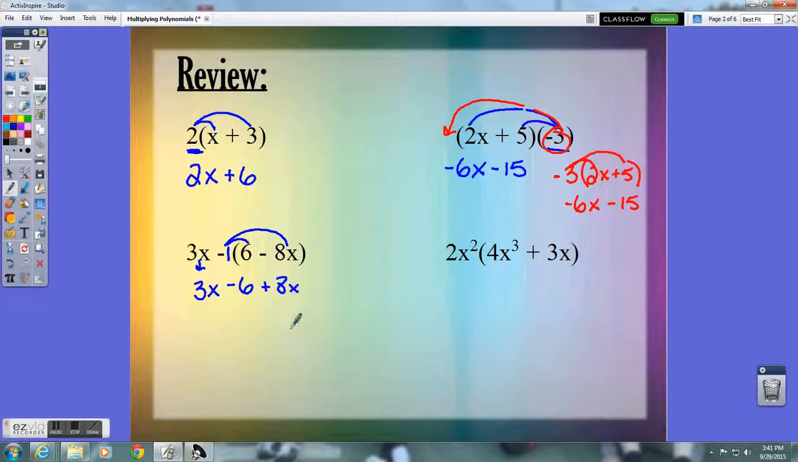From where we are now, we always have to make sure that we're combining our like terms. So 8x and 3x would be our like terms. 3 plus 8 would give us 11x, and then the minus 6 just drops down.